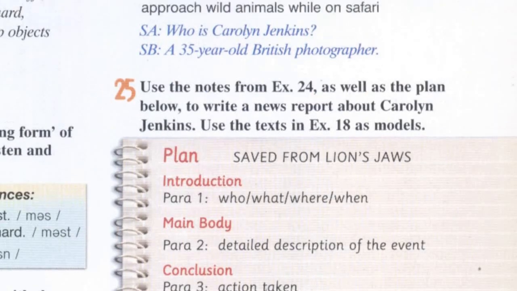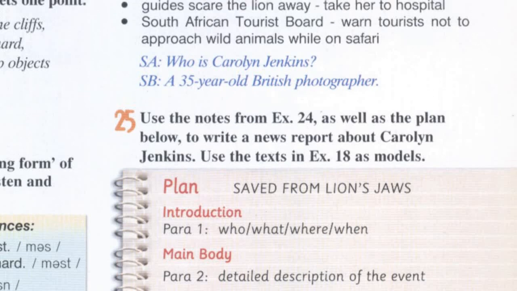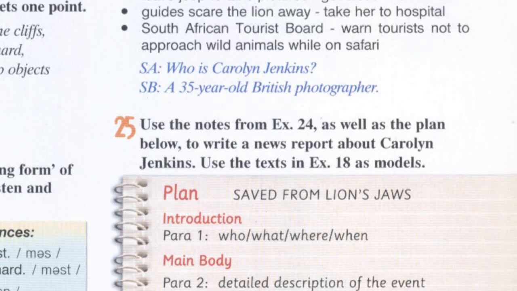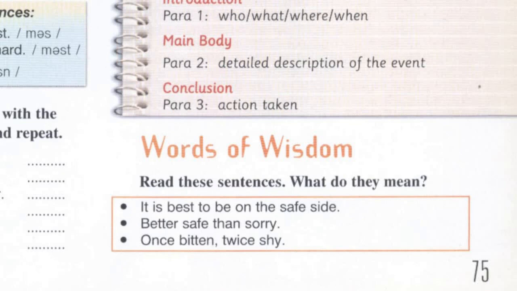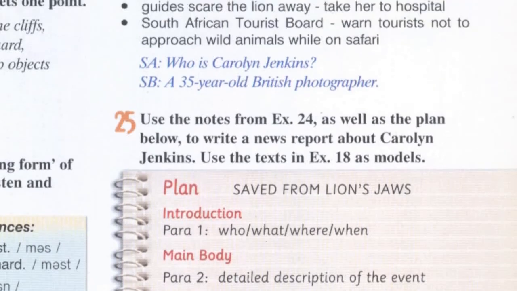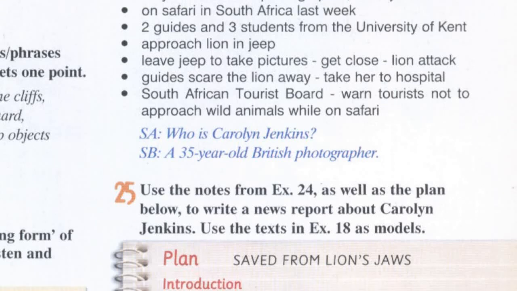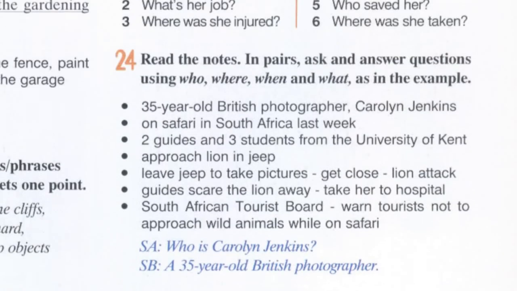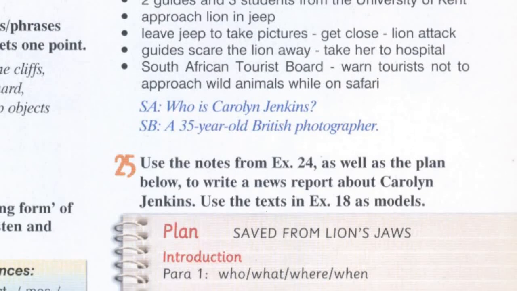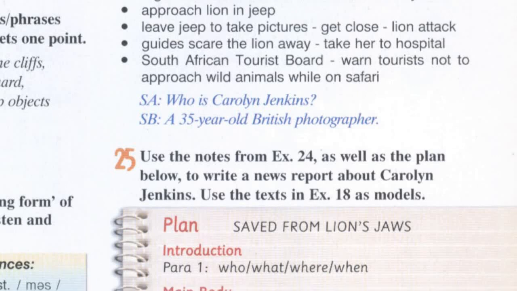How about the next one? The next one is exercise number 25, and we probably have to do writing. Let's see, exercise number 25. Use the notes from exercise 24, as well as the plan below, to write a news report about Carolyn Jenkins and use the text in exercise number 18 as a model.